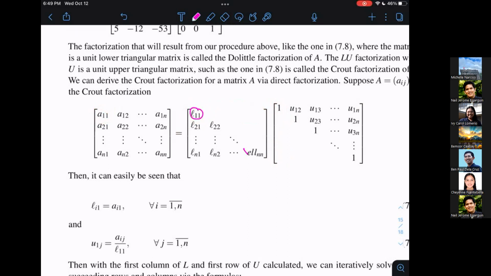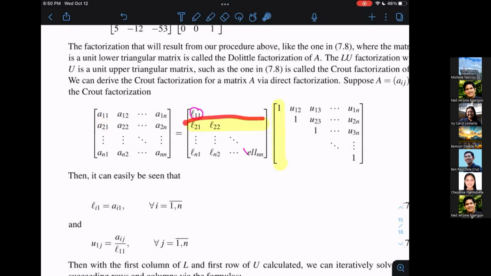Na-compute na natin siya. It's just equal to A11. Okay? And then, ano yung pwede kong susunod na gawin? Pwede namang ito. Second row times this guy. That product with this guy. Ang makukuha ko naman na sagot dyan ay si A21.